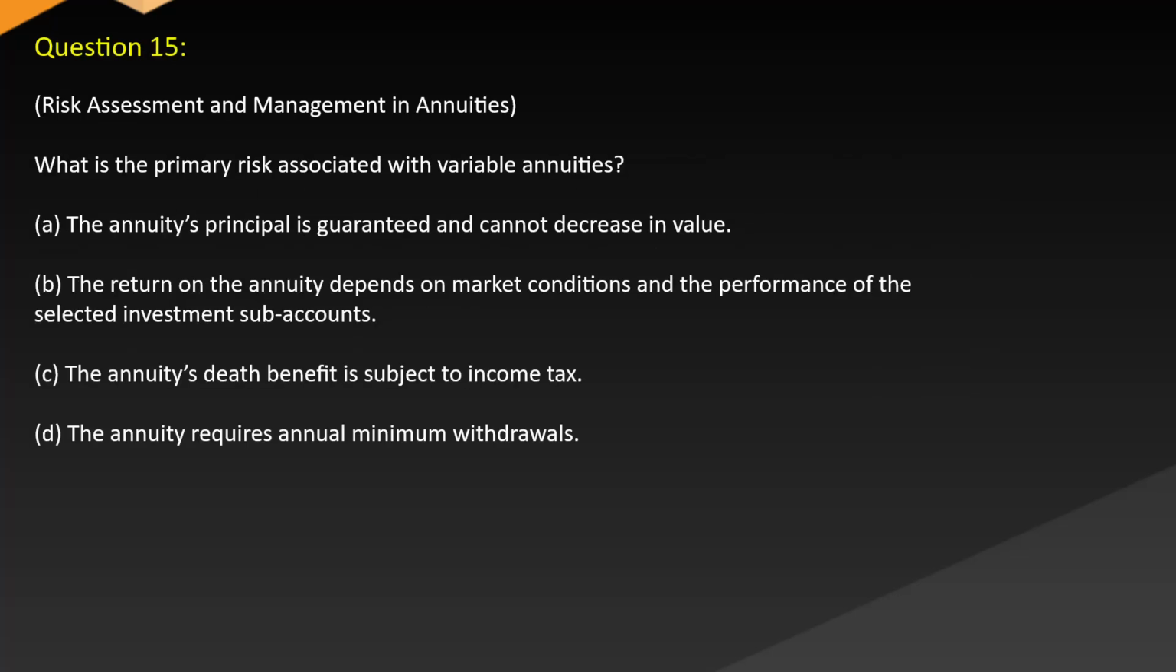Risk assessment and management in annuities. What is the primary risk associated with variable annuities? A. The annuity's principal is guaranteed and cannot decrease in value. B. The return on the annuity depends on market conditions and the performance of the selected investment subaccounts. C. The annuity's death benefit is subject to income tax. D. The annuity requires annual minimum withdrawals.